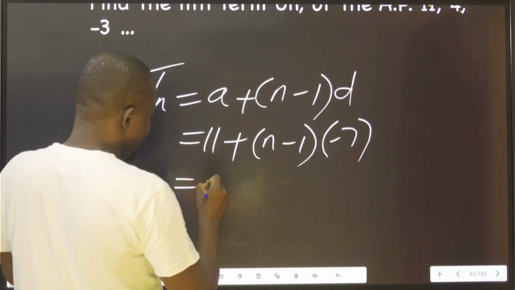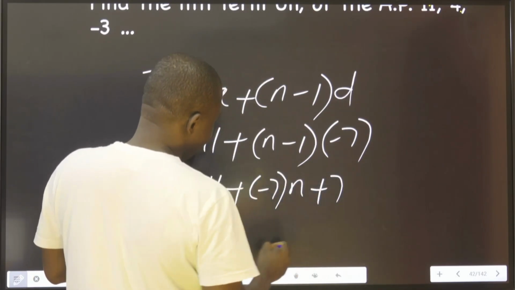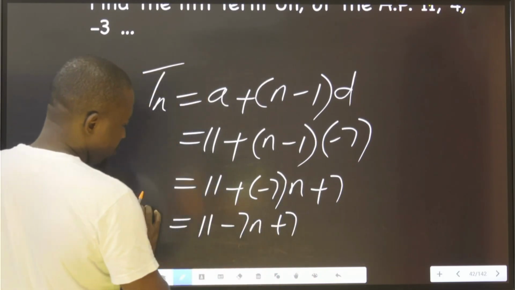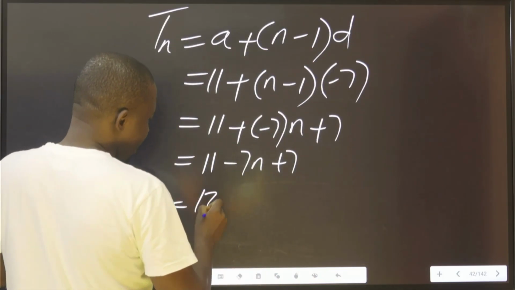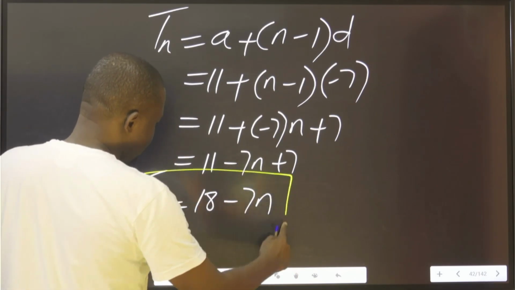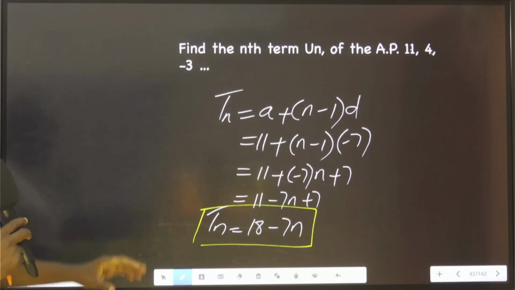So therefore, it's 11 plus minus 7 times n plus 7, which is equal to 11 minus 7n plus 7, which is 18 minus 7n. Okay? Hope you understand this.